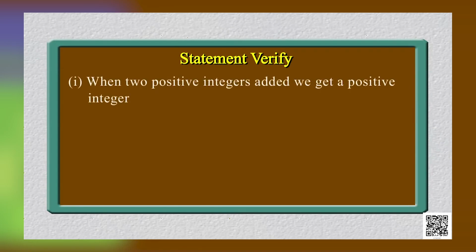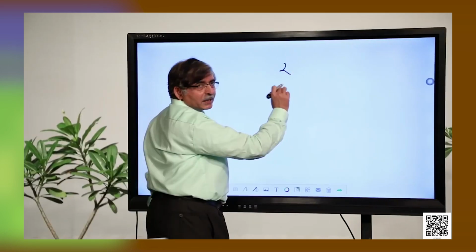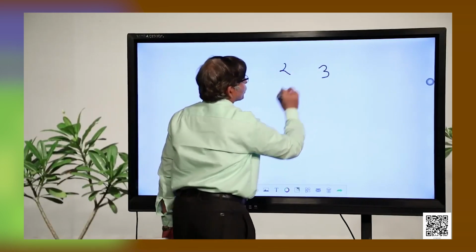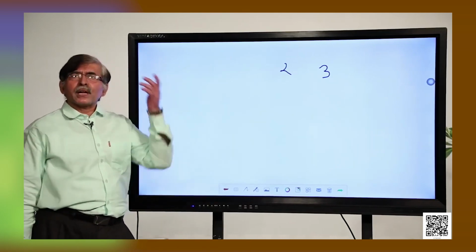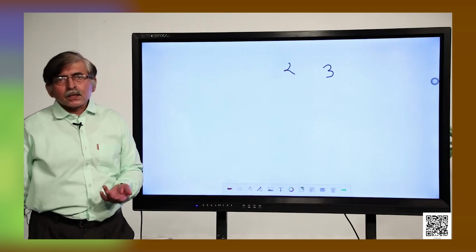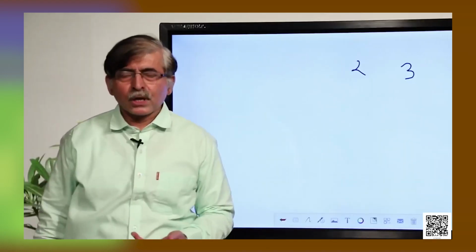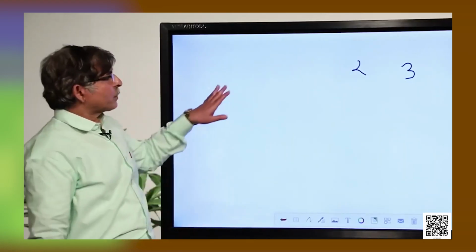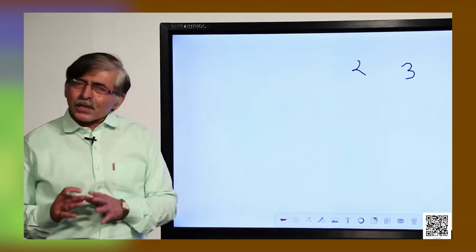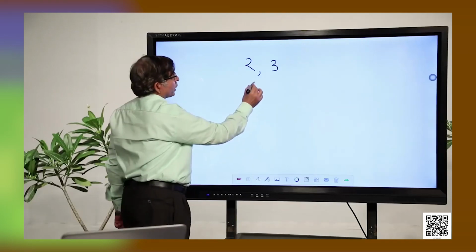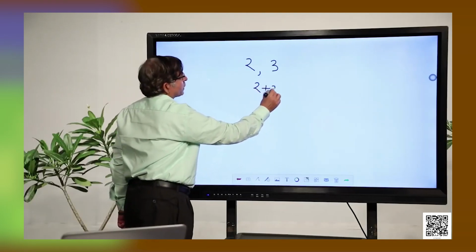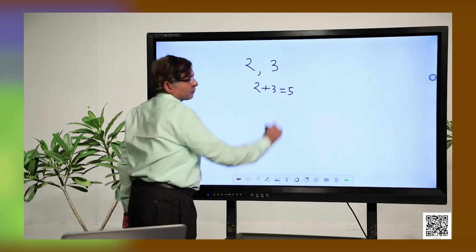When two positive integers are added, we get a positive integer. So, we will take two positive integers. We know that 2 is a positive integer, 3 also is a positive integer. So, the statement is, we have to verify whether this statement is correct or not. So, this is our purpose. Two positive integers we have taken, and we can verify this by both methods. So, by the ordinary method, if we do 2 plus 3, we will get 5.